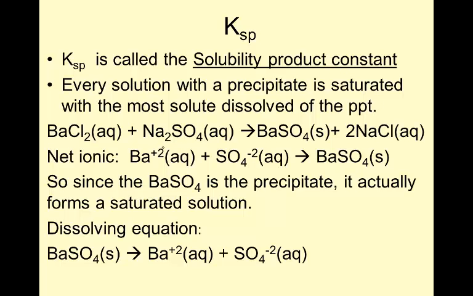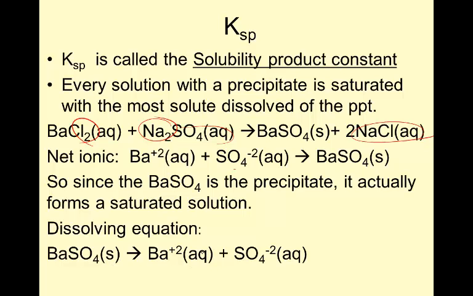So if we mix barium chloride and sodium sulfate, we're going to get barium sulfate and sodium chloride, but these are still ions. These are ions, and these are ions. All right. So the net ionic equation is the barium and the sulfate make barium sulfate. So since barium sulfate is a precipitate, it's forming a saturated solution. And so if you think about it this way, the solid is actually dissolving as much as it can, and then not the rest, and that's why it's precipitating.